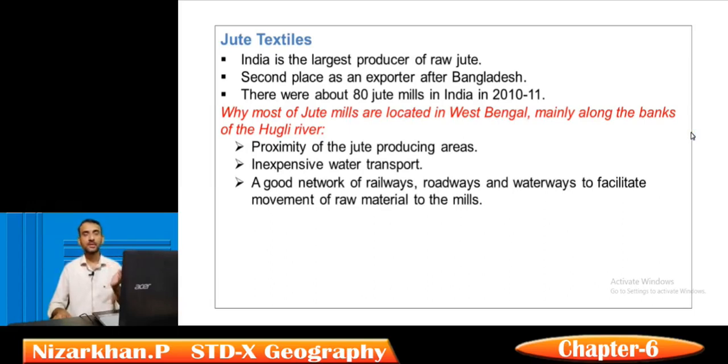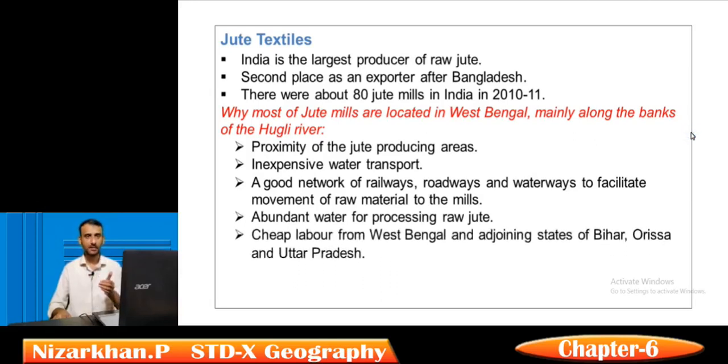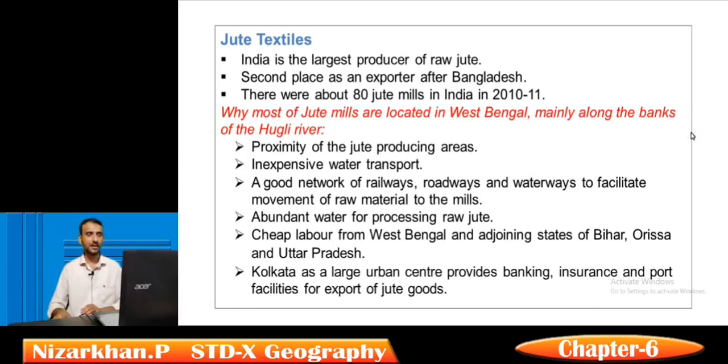Abundant water for processing raw jute is also needed, and that is available there. Another thing is cheap labor from West Bengal and the adjoining states of Bihar, Orissa and Uttar Pradesh. And also Kolkata is one of the nearest urban centers. Kolkata as a large urban center provides banking, insurance and port facilities for export of jute goods.